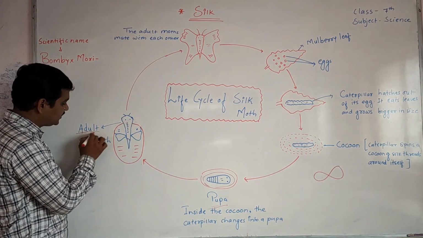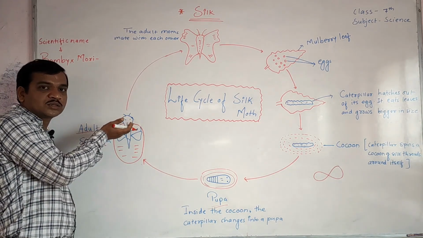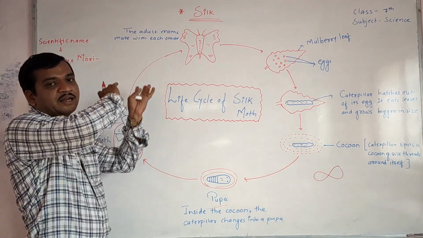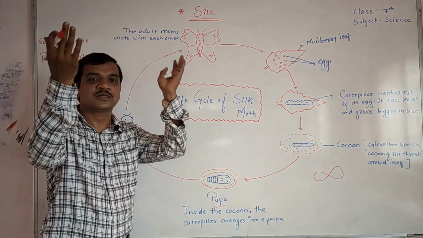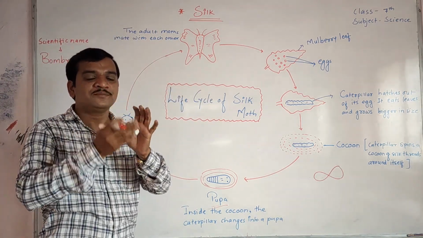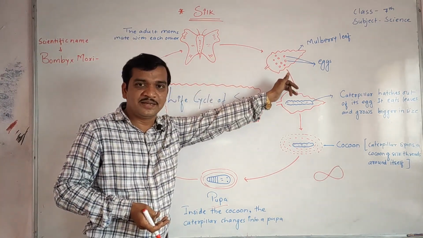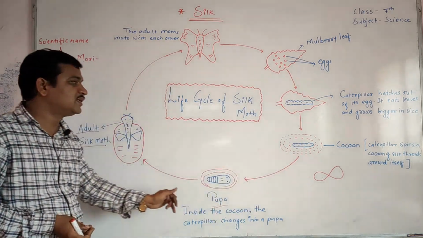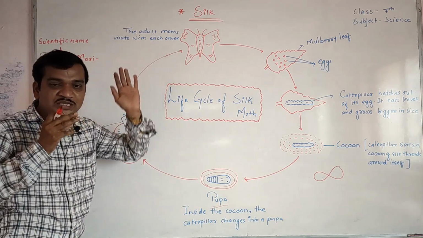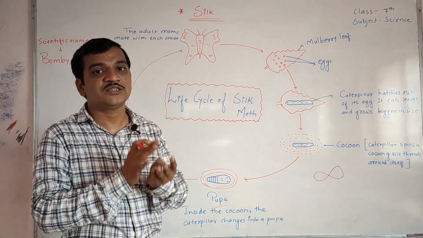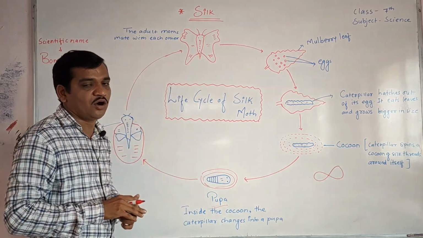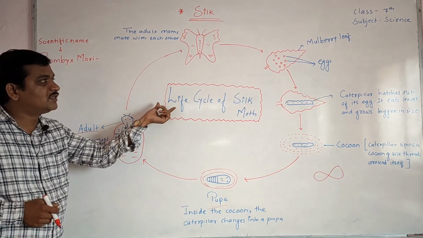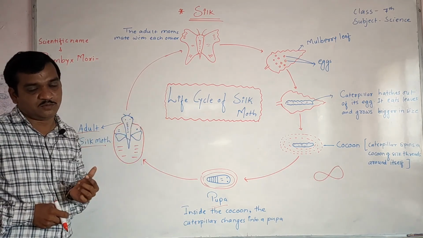Can you see here? This is the adult moth. The adult moth comes out, and if it is female, again the adult female meets a male and lays eggs on the mulberry leaf. Again the eggs hatch into larvae and the same process takes place. This continuous process is called the life cycle of the silk moth. Okay students, got this?